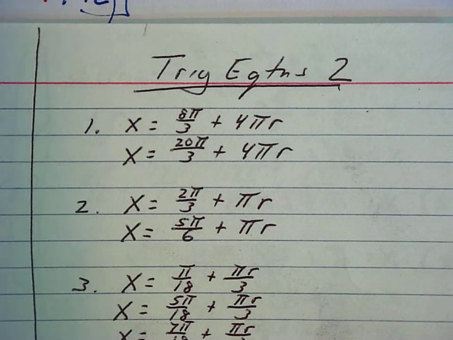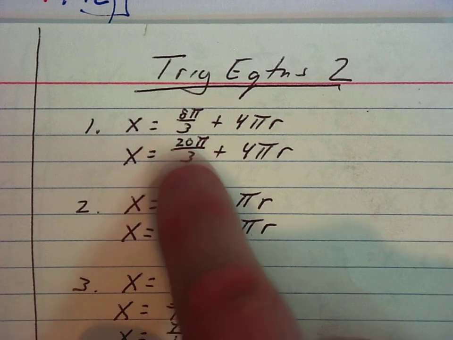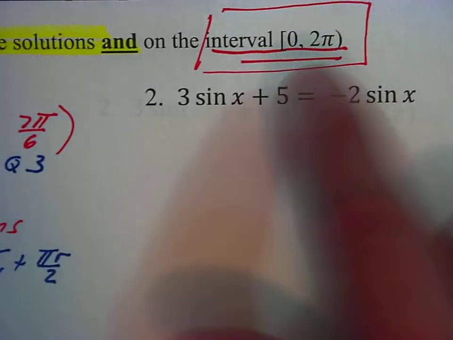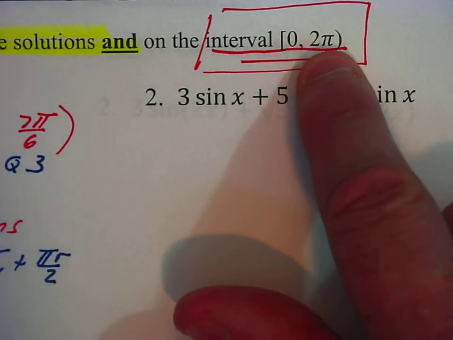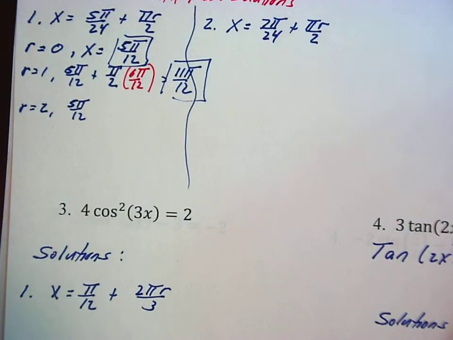Sometimes 0 rotations won't even work. If you put 0 in here, that's 20 over 3, which is 6 2/3 pi. Yeah, that's going to fail right off the bat. You only leave answers that fall between, like the directions say, 0 and 2 pi. Anything that's bigger than that, you have to throw it out. Some problems, you'll end up with a bunch of answers. Some problems, you won't end up with very many at all.